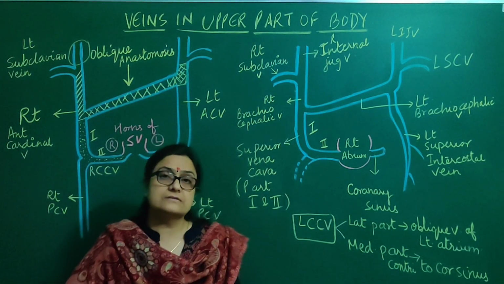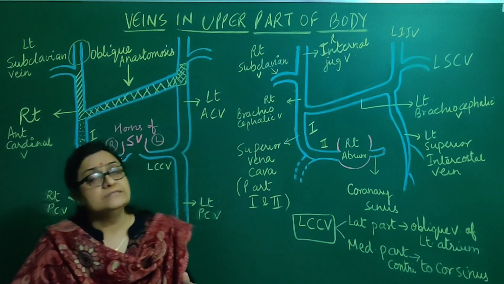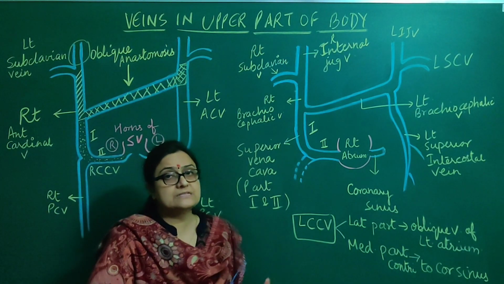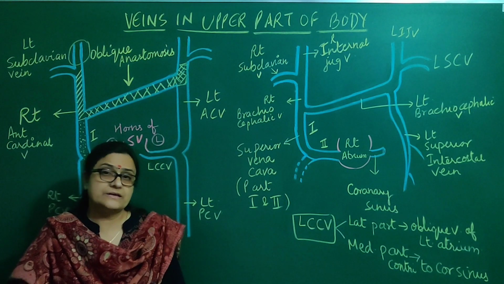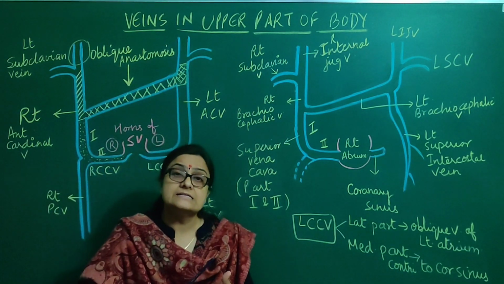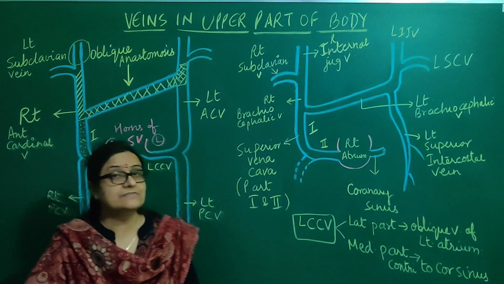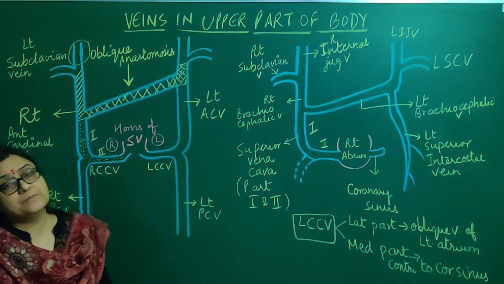Now where do the external jugular veins come from? They develop as extra veins. They are not connected with the system; the external jugular veins will develop as a separate sprout in this region. So this is all about the development of veins in the upper part of the body.